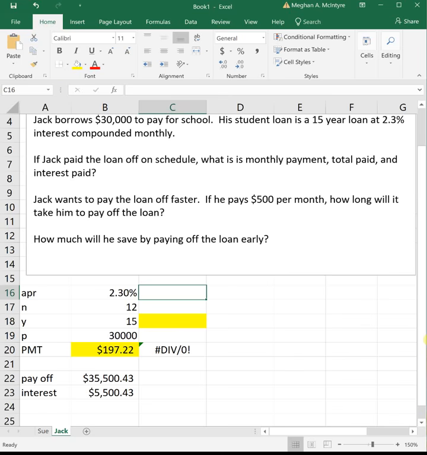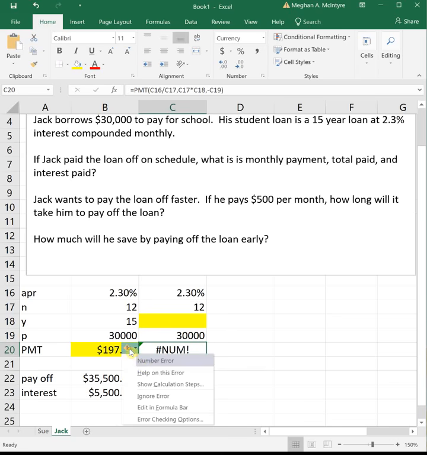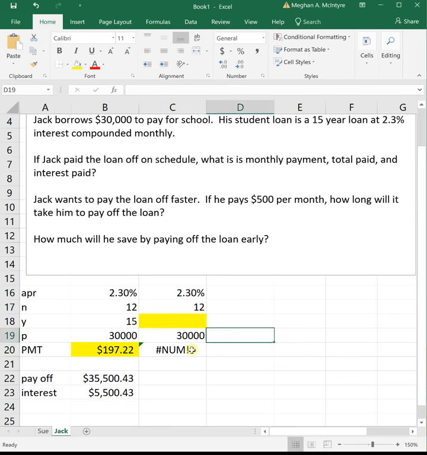That means we're going to be solving for y. This is going to be a goal seek problem. So we can assume everything else is the same, 2.3% interest, paid monthly. He's borrowing $30,000. Why is Excel not happy? Problem with the formula. It's not telling me anything.